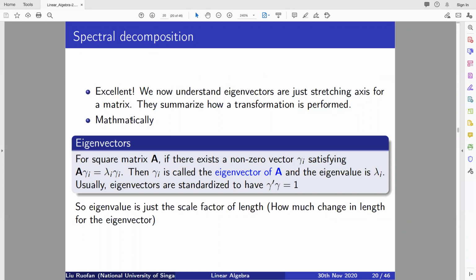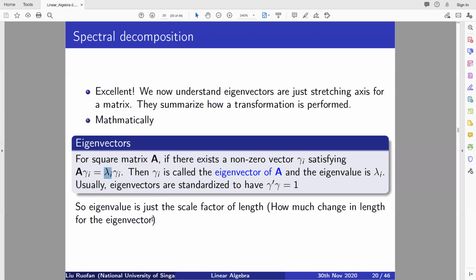Mathematically, we define eigenvectors only for square matrices. If there exists a non-zero vector gamma_i satisfying A gamma_i equal to lambda_i gamma_i, then gamma_i is called the eigenvector of A, and the corresponding eigenvalue is lambda_i. Usually we will normalize the eigenvector to have unit length. So the eigenvalue is just how much the length of the eigenvector changes after being transformed by A.